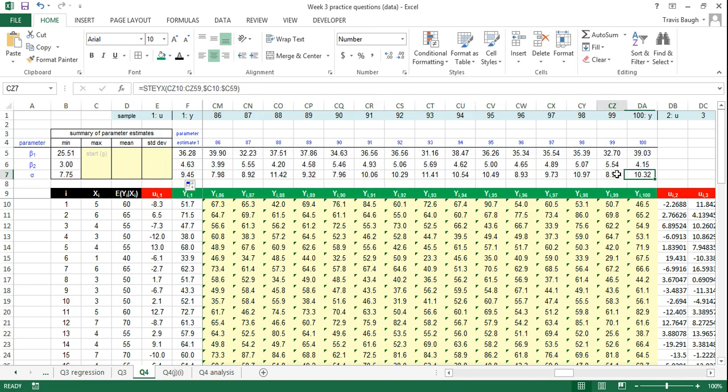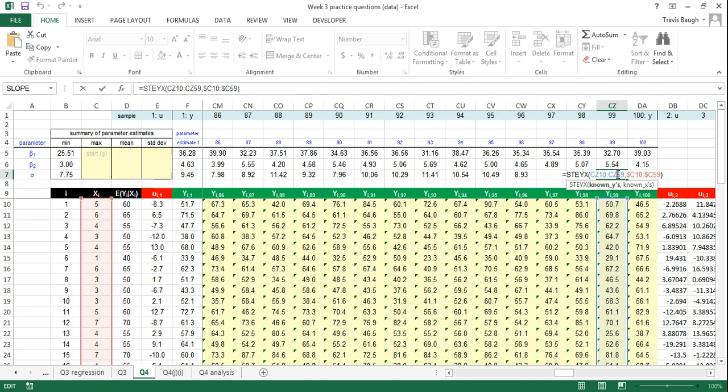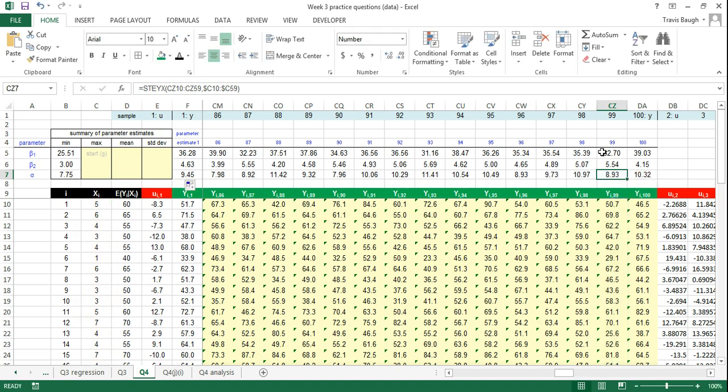Always a good idea, after you do that, to check that things are working as you'd expect. It's referring to the right y values, which are those directly underneath for that sample, and it's also referring to the right x values, which are the fixed x values that we're using to generate our y values. So that looks good, and we've completed part F.